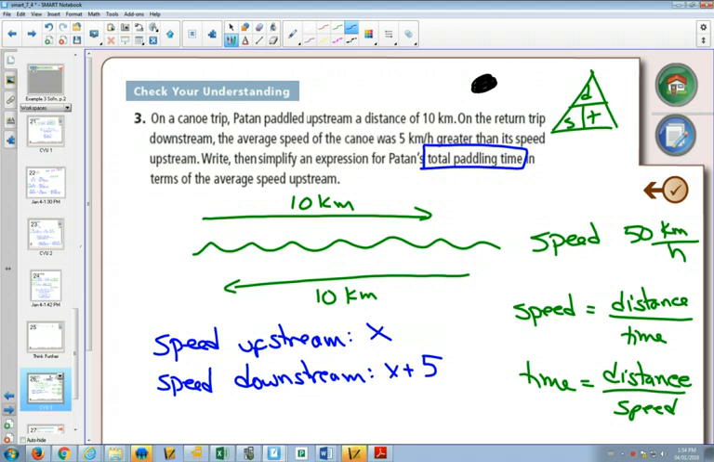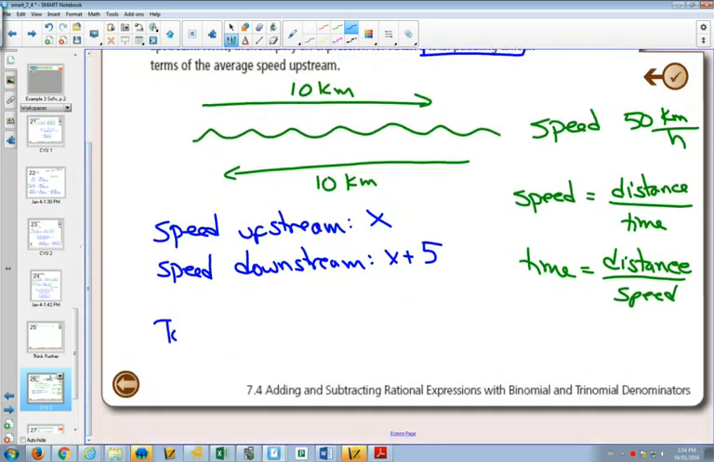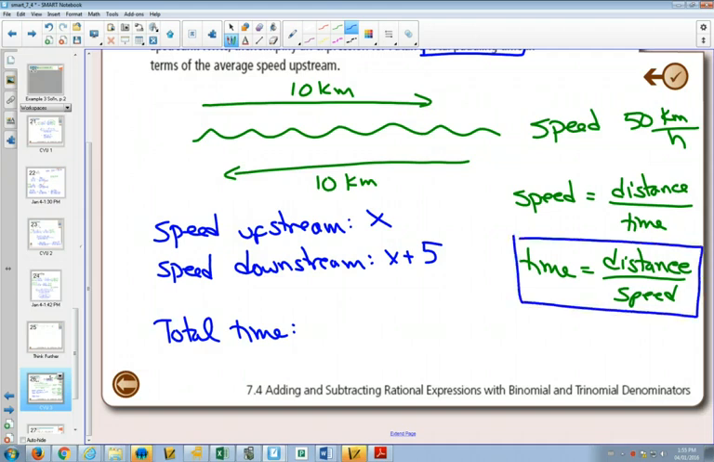We know the distance he travels both times. His distance is 10 both times. So if we're going to write an expression for the total time, does it make sense that that would be the time it took to go upstream plus the time it takes to go back downstream? And we already rearranged things so that we have a formula for time. Time is just the distance divided by the speed. Well, first he goes upstream. How long is it going to take him? The distance is 10. The speed is x. Now he goes back downstream. The distance is still 10, but now the speed is x plus 5, which is 5 faster. So we get an expression where we're adding two rational expressions.